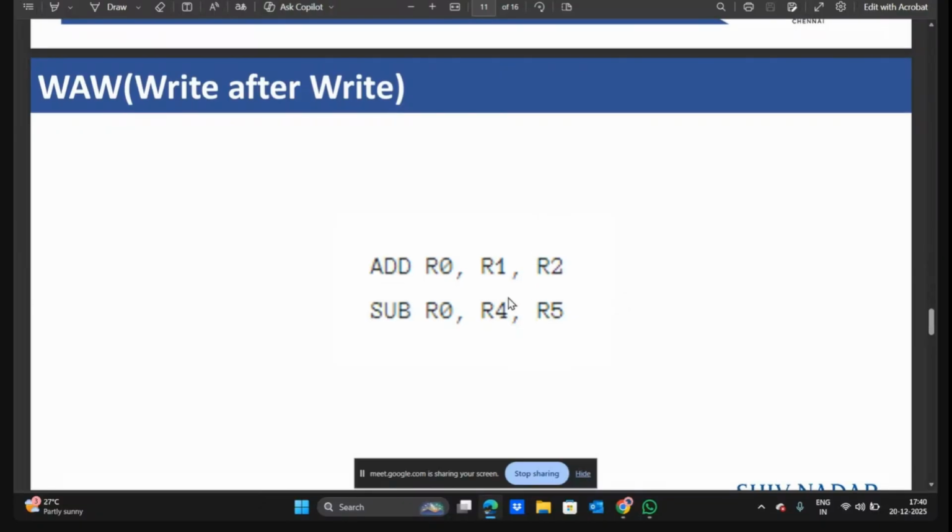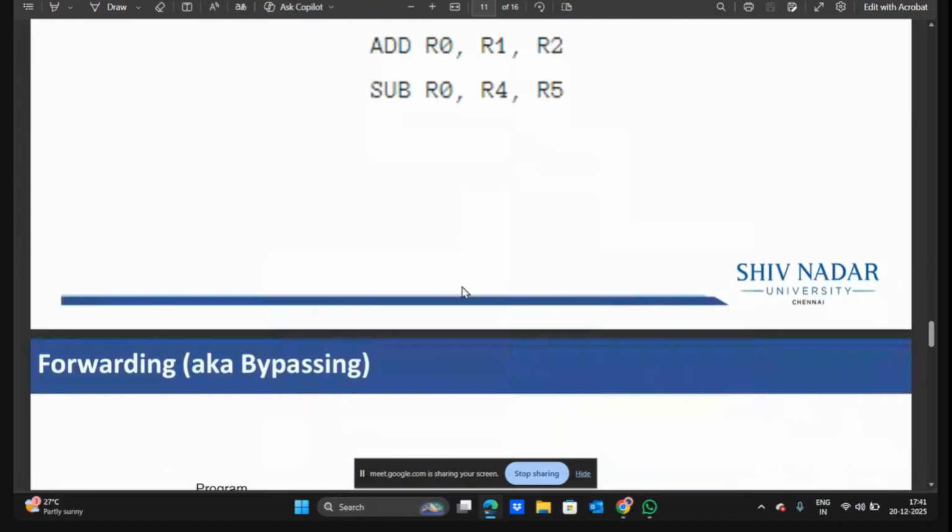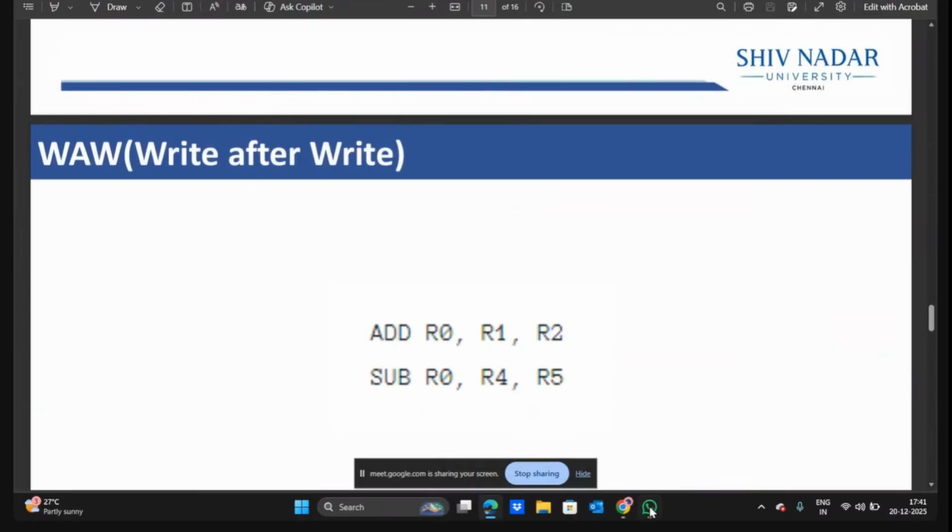So in both cases you're simultaneously adding and subtracting here. R1 and R2 are added and stored in R0, and in the next instruction R4 and R5 are subtracted and stored in R0. So sometimes both of them are written simultaneously in sequential instructions. So for the write after write hazard, we can see there's a possibility because we are using it in sequential instructions. Yeah, that's it.